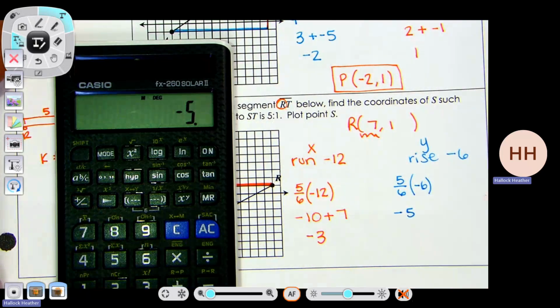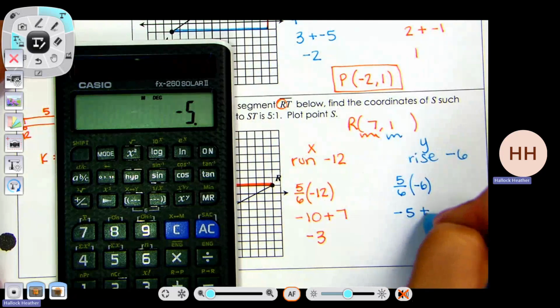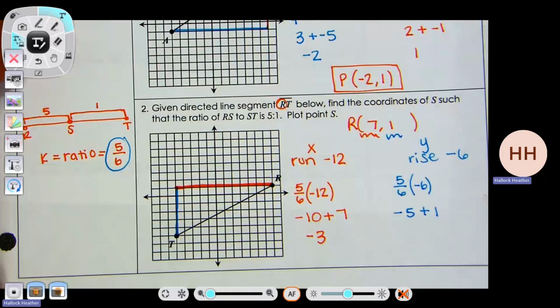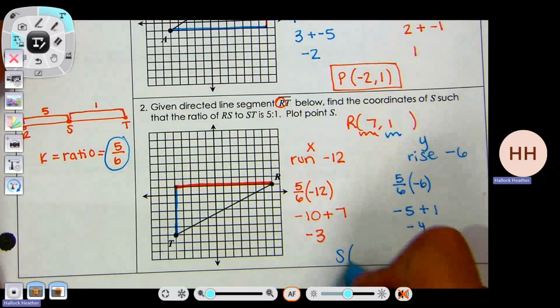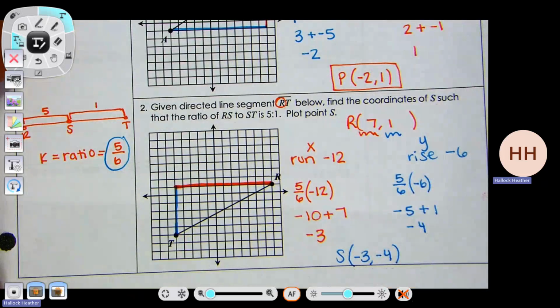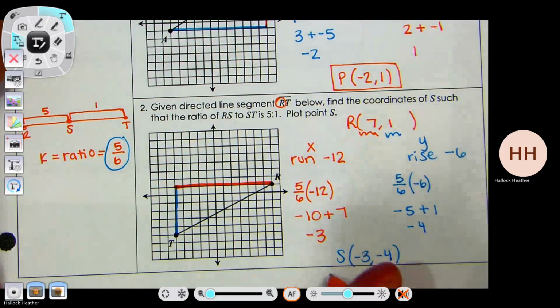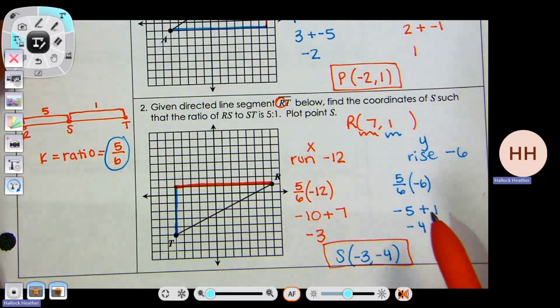And then what am I adding to it? 1, because that's where I started. So plus 1. And then that makes negative 4. So S is technically at negative 3, negative 4. Add that to your picture. And it should be closer to T because it's 5/6 of the way from R to T.